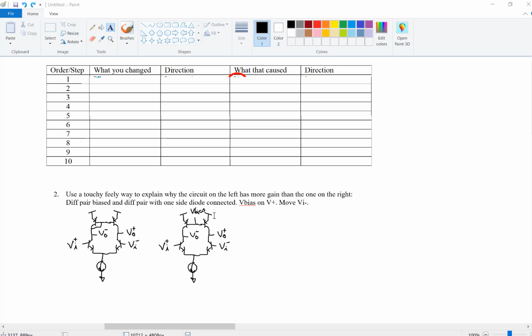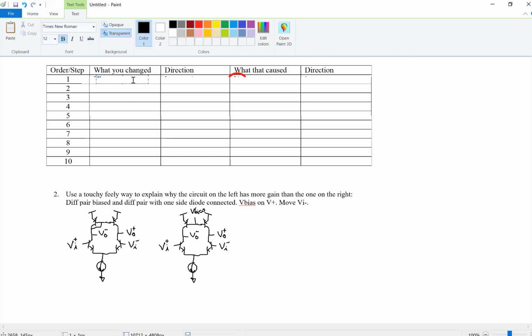Okay, so there's actually two questions here. You're comparing these two circuits. This is question 2, the touchy-feely 2. There are two questions here. You're comparing the circuit on the left and the right. So let's look at the circuit on the right. The question tells you that you are moving VI minus, and VI plus is a fixed voltage.